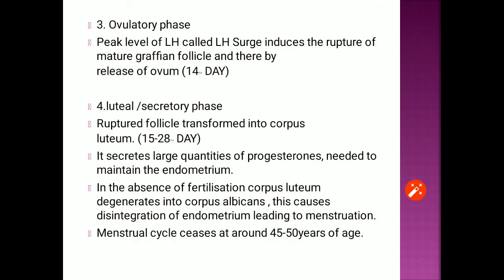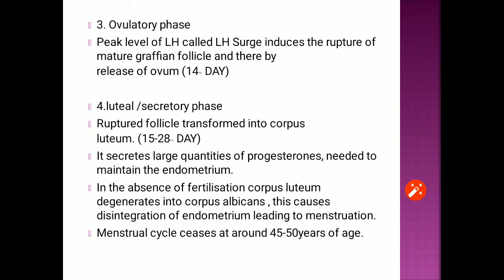Now the ovulatory phase: a peak level of LH, called the LH surge. It induces the rupture of the mature Graafian follicle and thereby the release of the ovum. It takes place at the mid of the cycle, that is the 14th day.